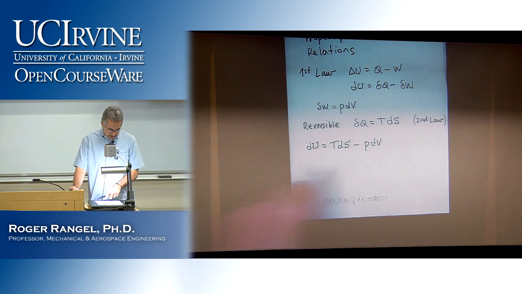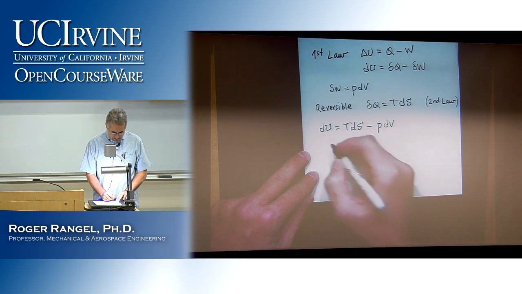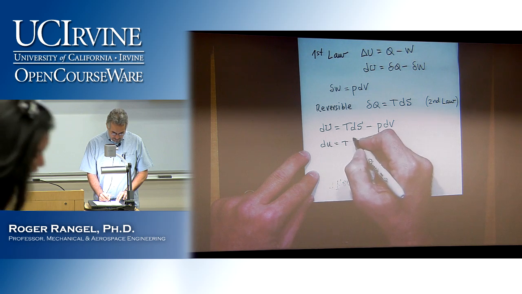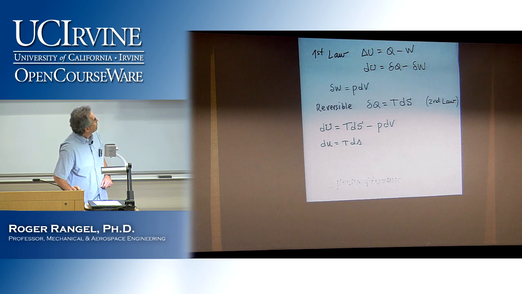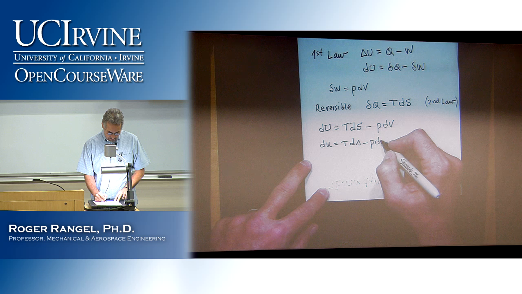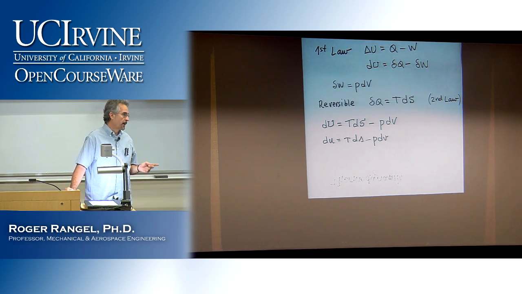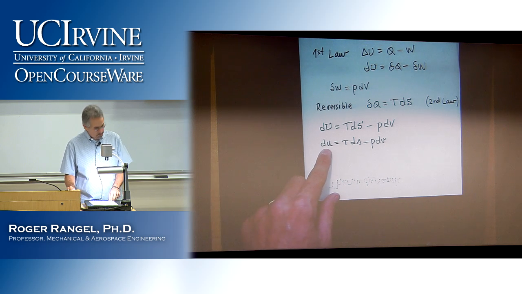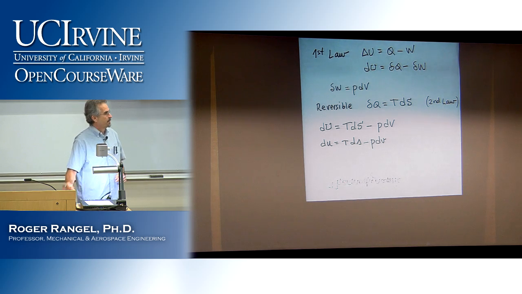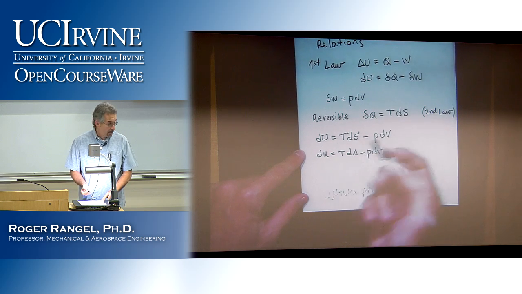Internal energy. This is written extensive, but let's write it intensively. If I divide by the mass of the system, then this becomes lowercase u, this becomes lowercase s, and this becomes lowercase v. So everything there is now an intensive property: internal energy, temperature, entropy, pressure, and specific volume.